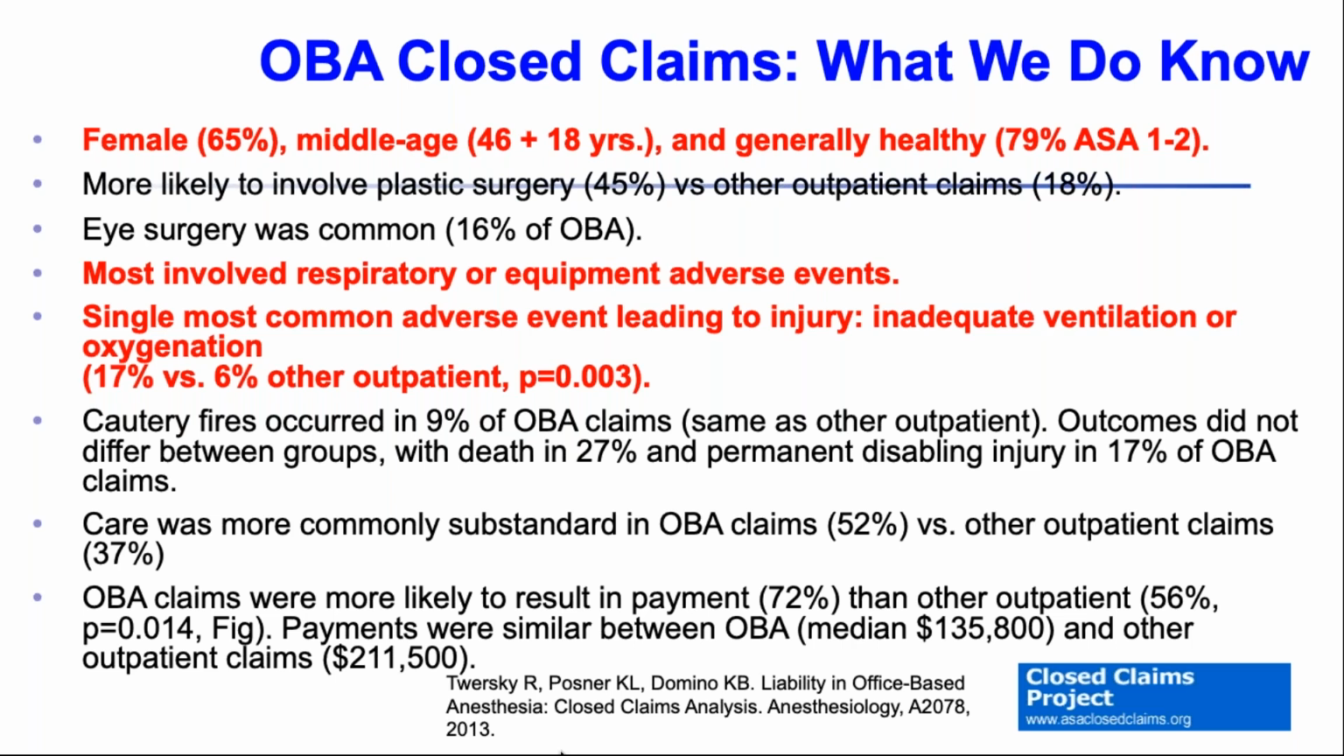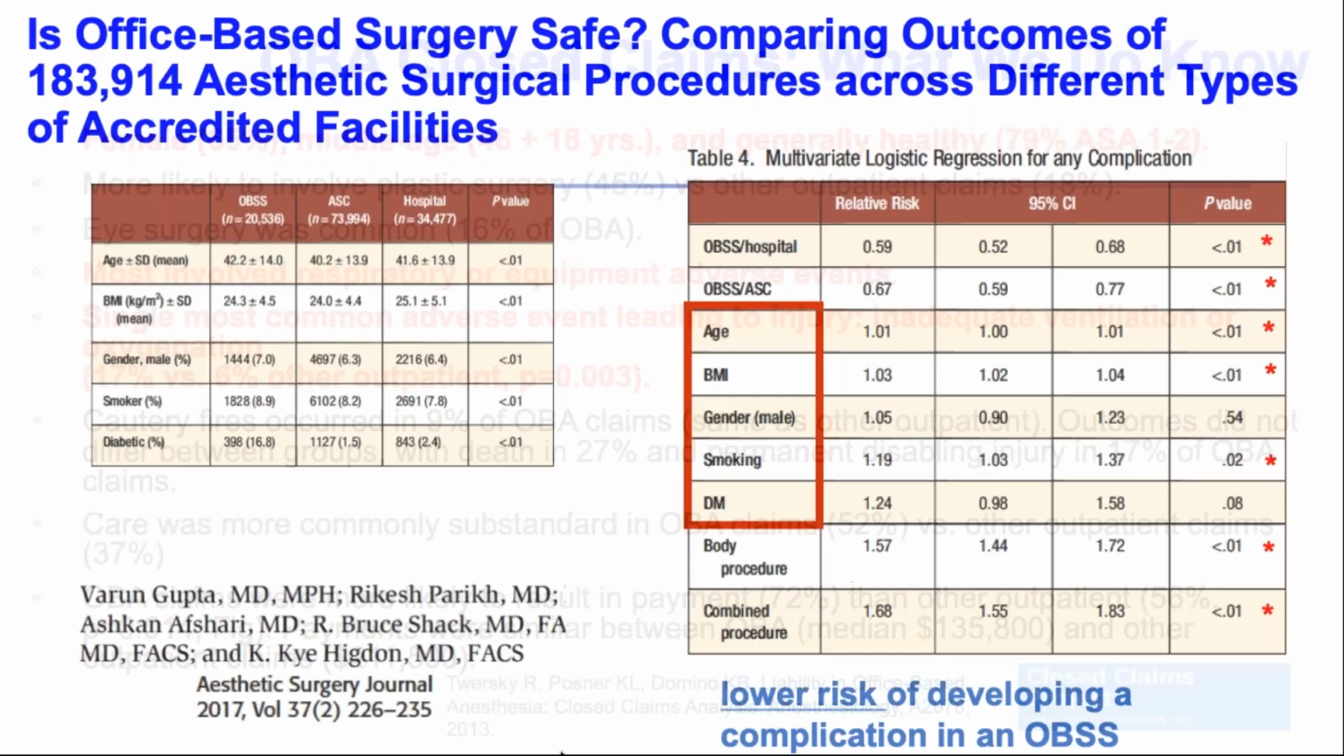And so the most common adverse event leading to injury was inadequate ventilation or oxygenation. So, looking at this limited closed claims analysis, it's difficult to conclude anything specific about the types of patients or comorbidities that are appropriate or not appropriate for the office-based setting.